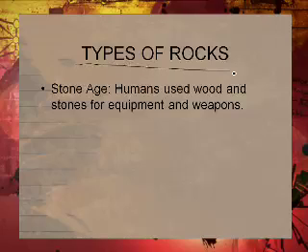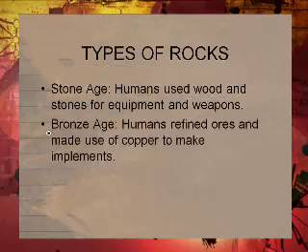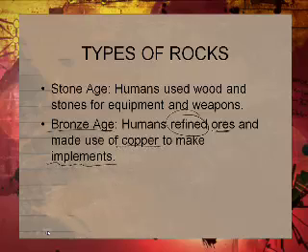During the Stone Age, okay, humans used wood and stones for equipment and weapons. And when we come to the Bronze Age, we see humans refining ores, okay, and making use of copper to make implements. Hence the term Bronze Age.